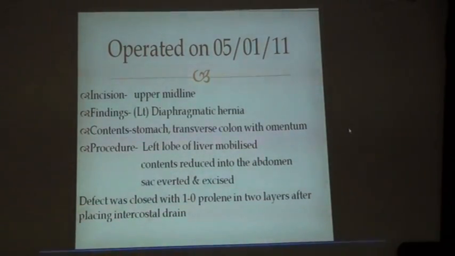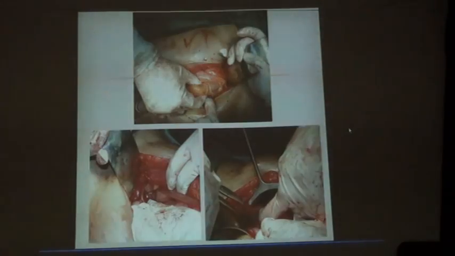At first, the left lobe of the liver was mobilized. The contents were reduced into the abdominal cavity. The sac was everted. The excess redundant portion of the sac was excised, and the defect was closed with 1-0 prolene in 2 layers after placing an intercostal drain.